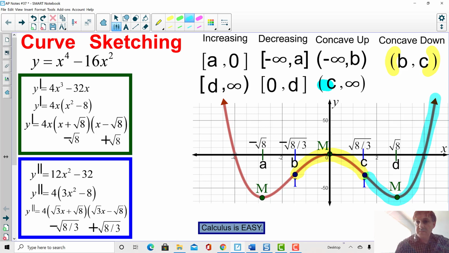That would be from C to infinity. And we're concave up on the left over here. That'd be from negative infinity to B. And I'm just using the letter B because it's easier. You can see that B is negative square root of 8 over 3.